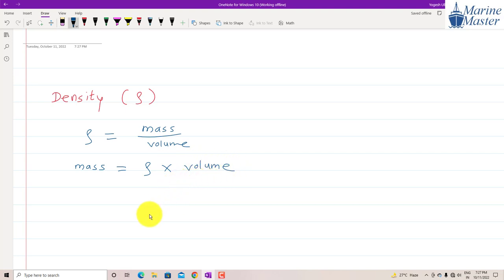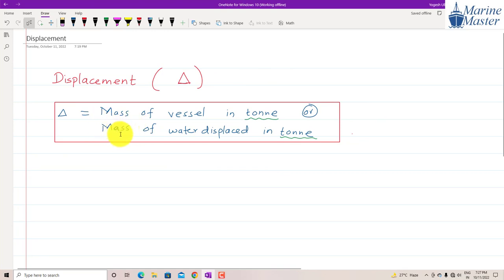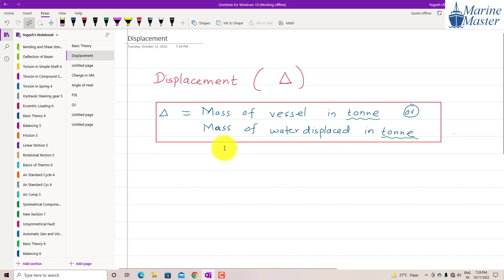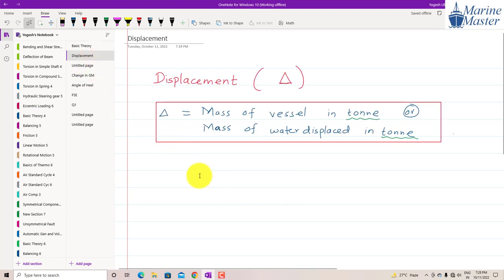Now we have seen that displacement means the mass of water displaced. In another relation, what is the basic relation of density? Density is equal to mass by volume. So mass is equal to density into volume. So if we need the mass of water displaced, what relation do we need?